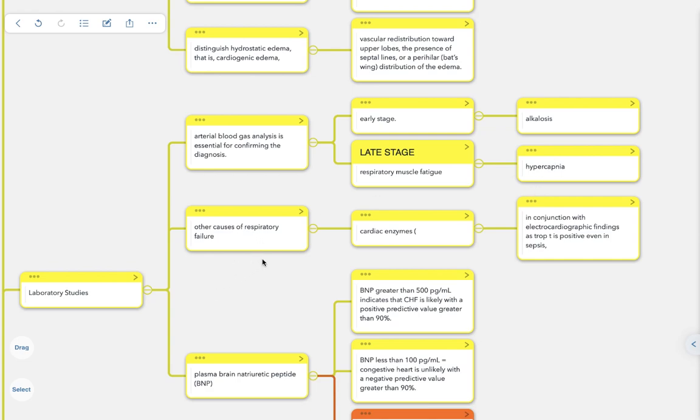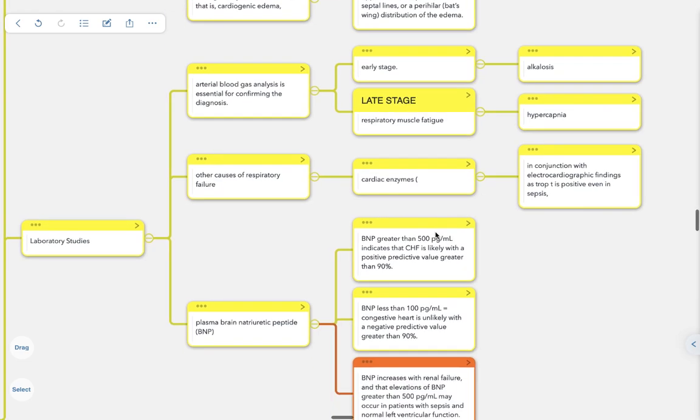Then you should also rule out other causes of respiratory failure using laboratory studies, for example cardiac enzymes. But remember that cardiac enzymes always need to be measured in conjunction with echo findings, because if the troponin T is positive in ARDS, it's not necessarily only due to cardiac problems. Sepsis in itself can also cause troponin T to be positive.